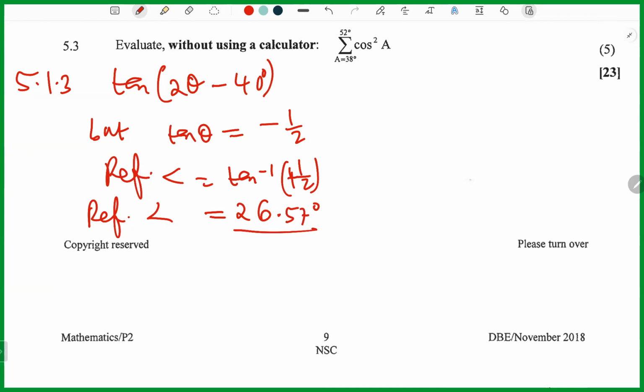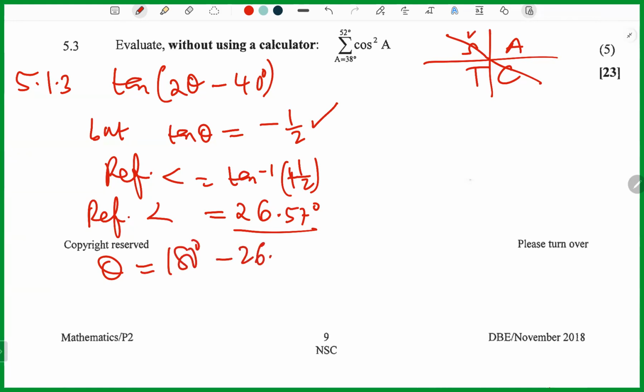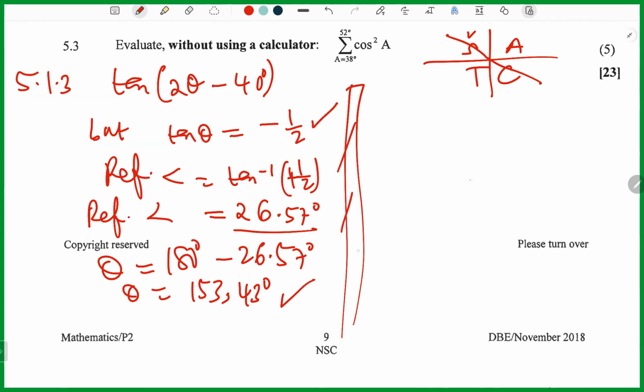And then now we ask ourselves a couple of questions about where the tangent actually becomes negative. So we look at the CAST diagram and realize the tangent is negative here and it's negative there. Okay, it's negative in the 2 quadrants. So if it's negative in the 2 quadrants, it means our theta will be, if we are to be here, 180 degrees minus 26.57 degrees, which means theta is 180 minus 26.57, which is 153.43 degrees.